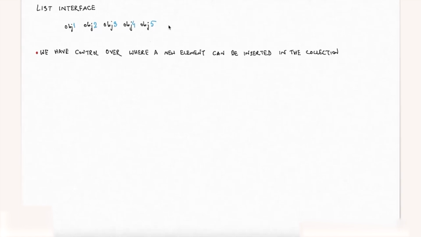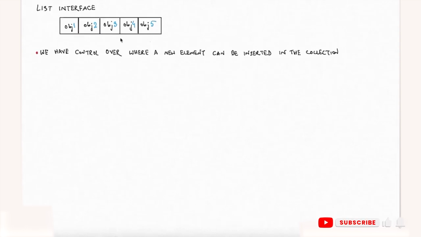How does it give us that control? Well, first, list interface actually puts the objects together in this fashion, which means that a list interface is an ordered collection. It maintains the order in which the objects exist. So object 1 exists in the first position, object 2 exists in the second position, object 3 exists in the third position, and so on. So this order is maintained. So remember that a list is an ordered collection.